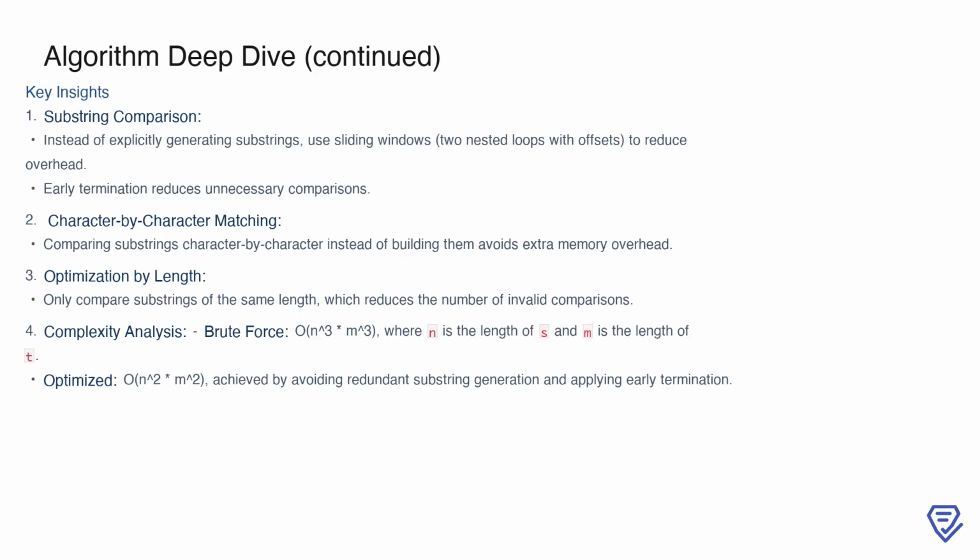While the brute force approach has a complexity of O(n^3 * m^3), where n and m are the lengths of S and T, the optimized approach reduces this to O(n^2 * m^2), by avoiding redundant substring generation and leveraging early termination during comparisons.